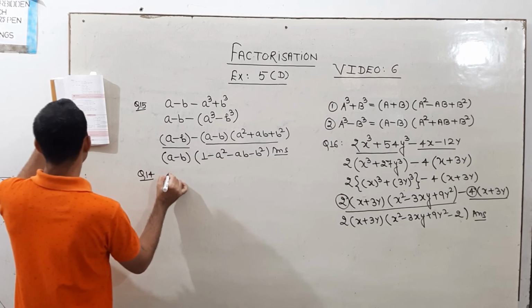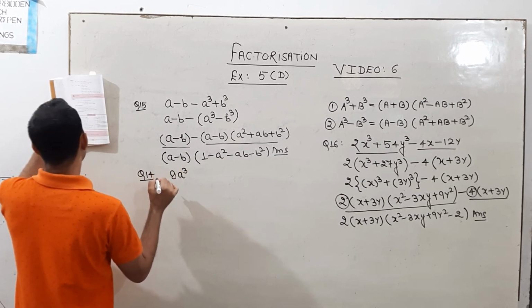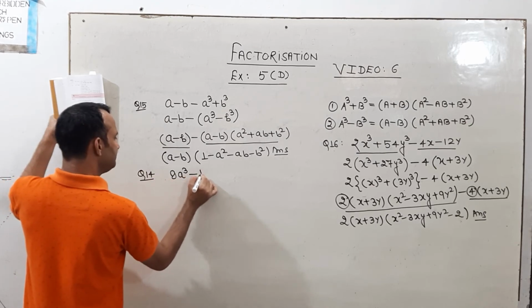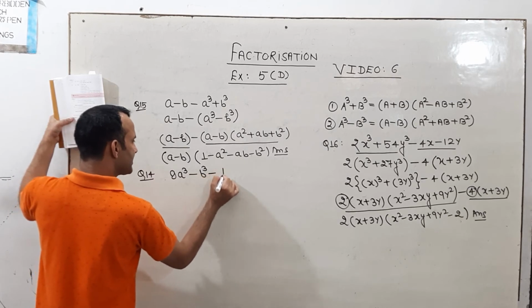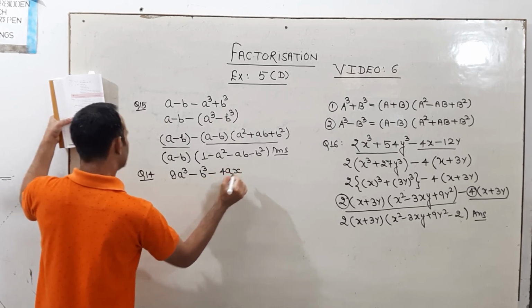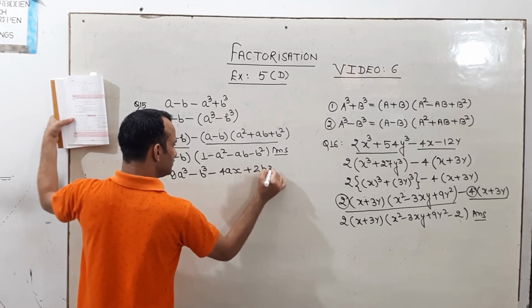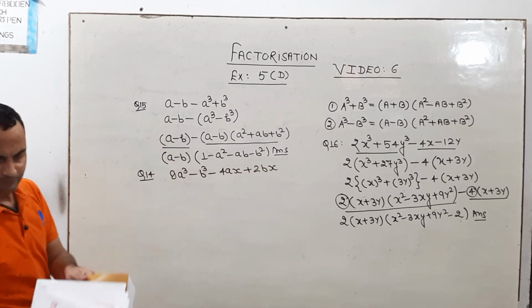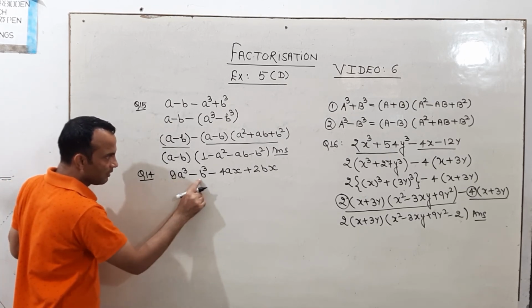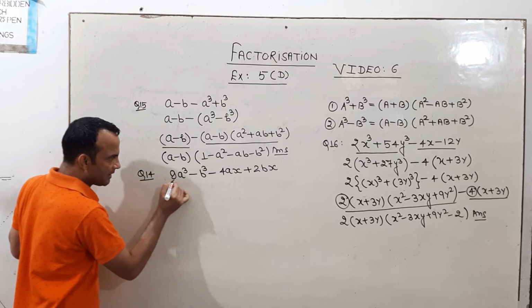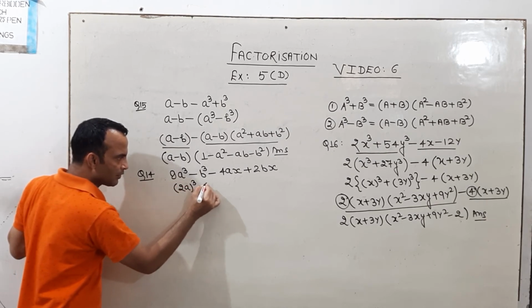a cube, 8a cube minus b cube minus 4ax plus 2bx. Okay, same. Here, this is the cube of what? 2a. This is the cube of what? b.